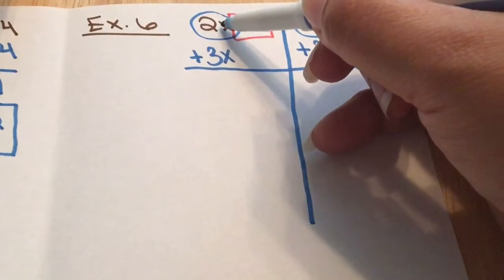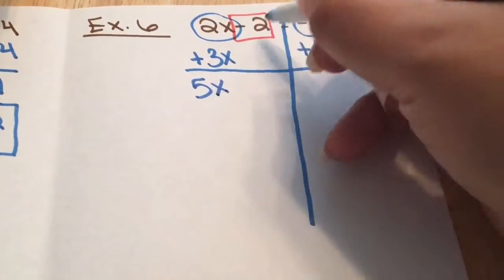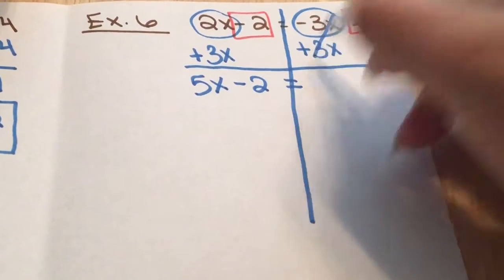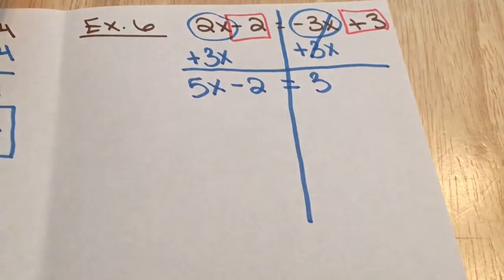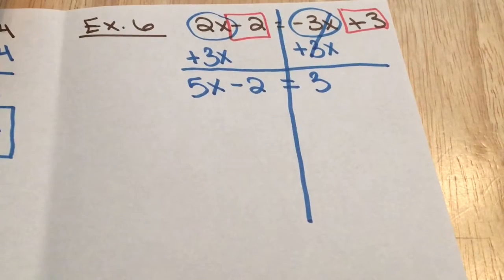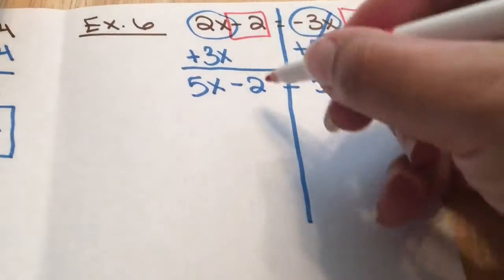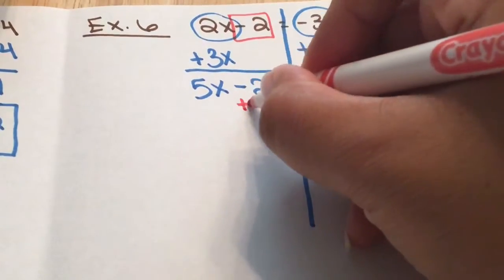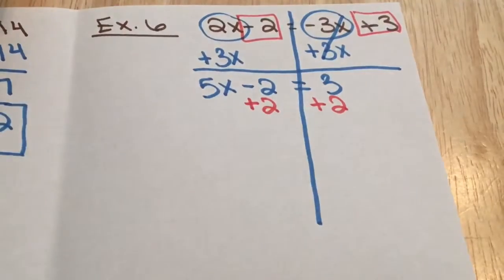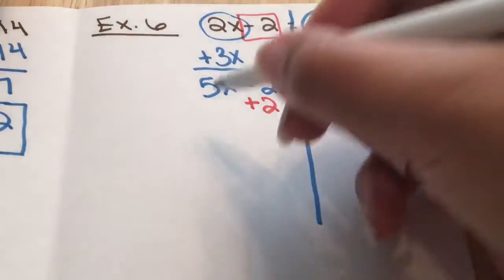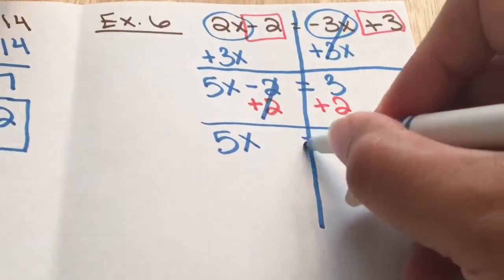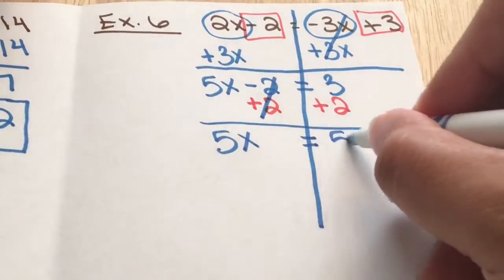So we have 2x plus 3x, which is 5x. Nothing happened to that minus 2. Negative 3x and a positive 3x is 0, so that's gone, equals 3. Now this becomes one of the problems that we were working with before. The next thing I need to do is continue to get my constants by themselves on one side. So I'm going to go ahead and add 2 to both sides here. Nothing happens to the 5x, so I'm just going to bring that down. A negative 2 and a positive 2 is 0. And 3 plus 2 is 5.